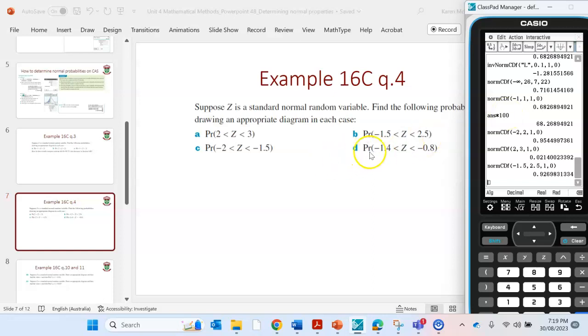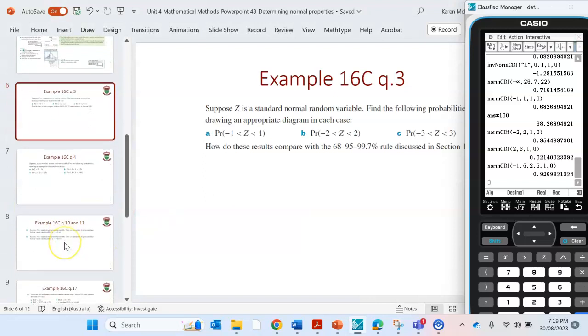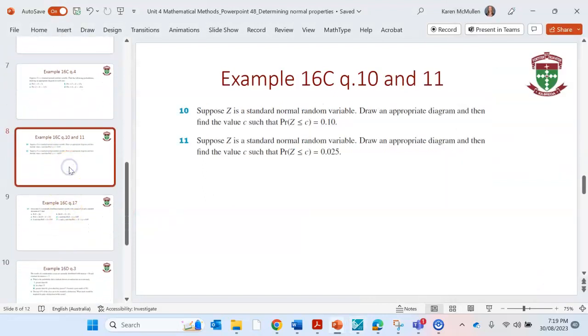Same for the other two, so I'm not going to follow those steps for those two. So hopefully you know now how to put that into your calculator. Now, the calculator also does the reverse, which we call the inverse. So the inverse normal. This time we've been given the area or the probability.